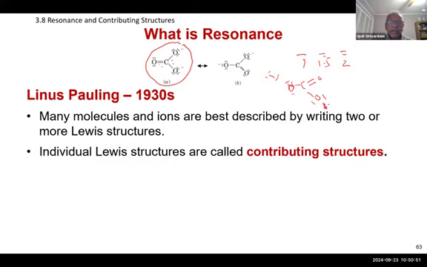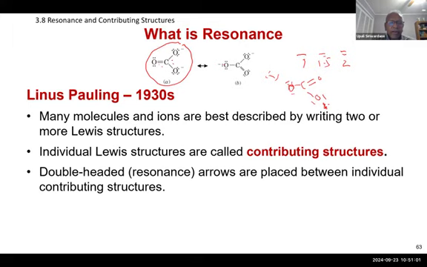The structures Linus used were called contributing or hybrid structures. A double-headed arrow, when used in between two Lewis structures, shows the resonance between the real structures between these two.